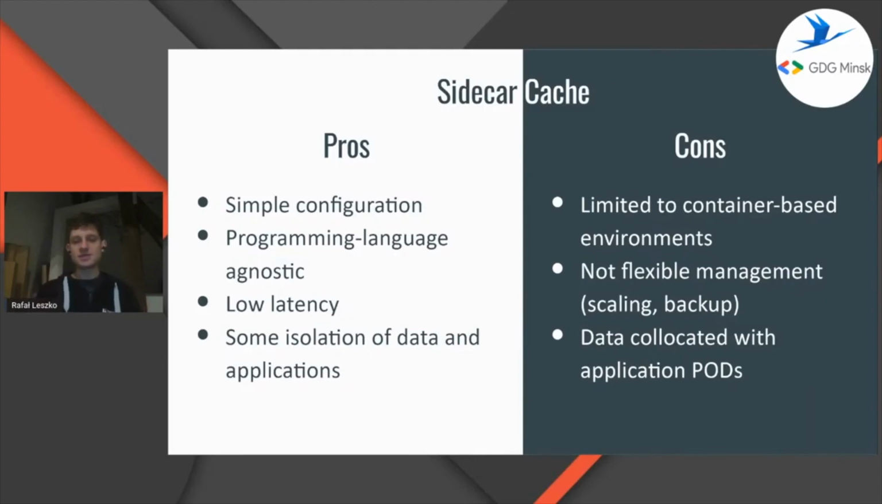From the downsides, it's limited to container-based environments. Sidecar is not only in Kubernetes, but it's always in container environments. The management is, again, not flexible because we scale the caching cluster up and down together with the application. And after all, the data is collocated in the same application pod.